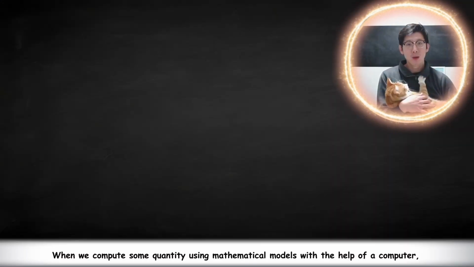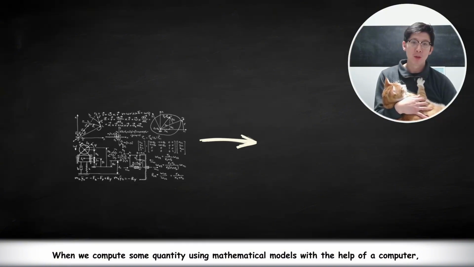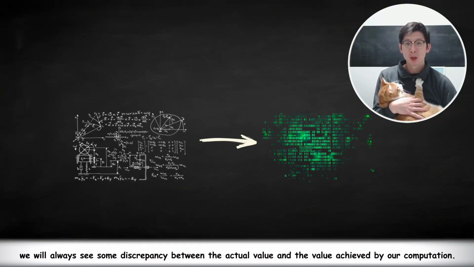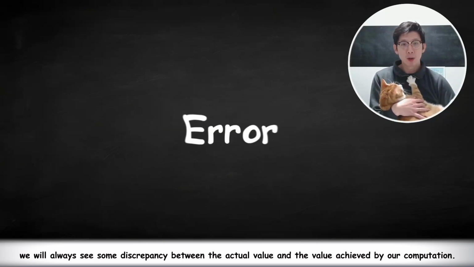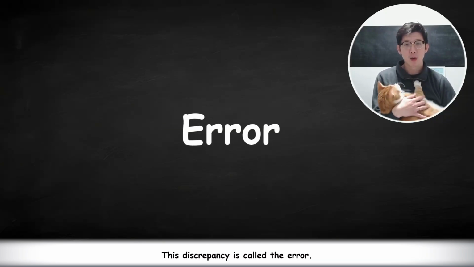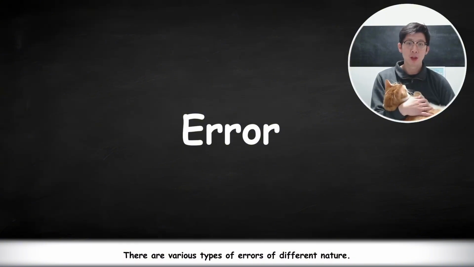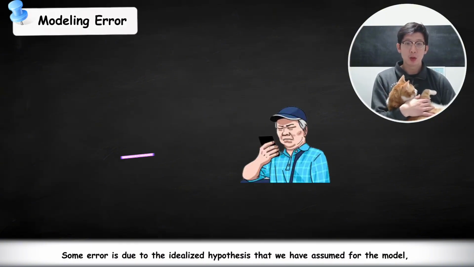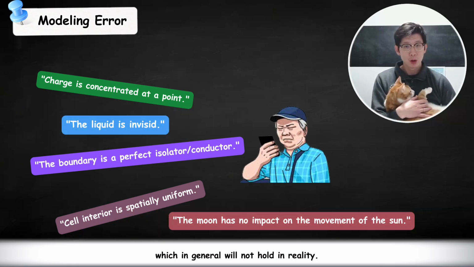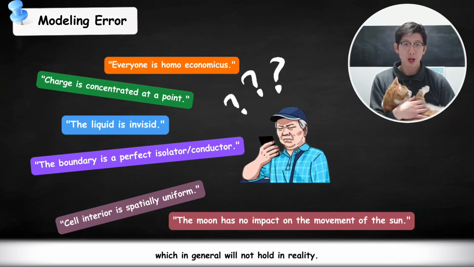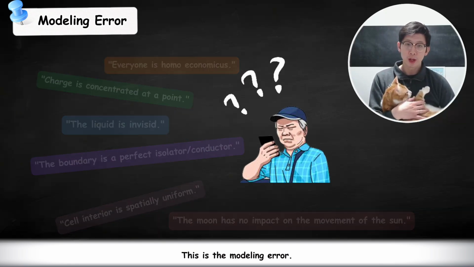Hi everyone. When we compute some quantity using mathematical models with the help of a computer, we will always see some discrepancy between the actual value and the value achieved by our computation. This discrepancy is called the error. There are various types of errors of different nature. Some error is due to the idealized hypothesis that we have assumed for the model, which in general will not hold in reality. This is the modeling error.